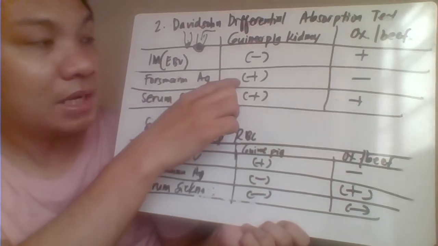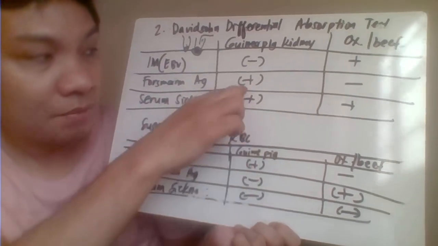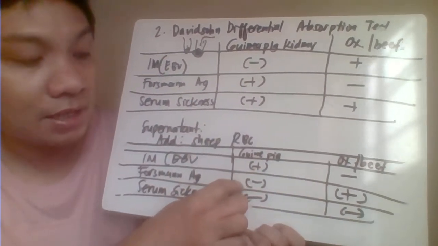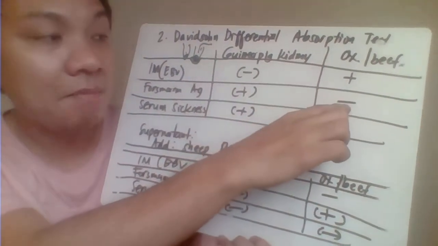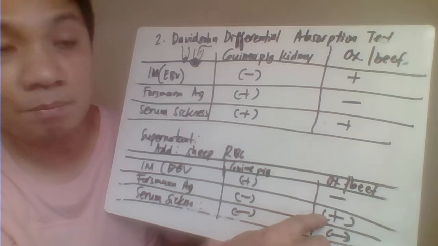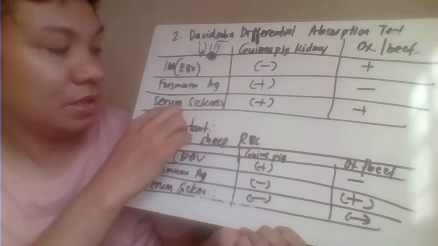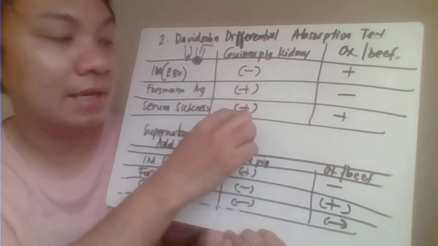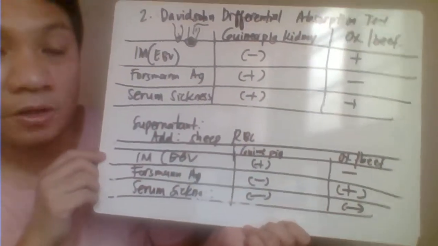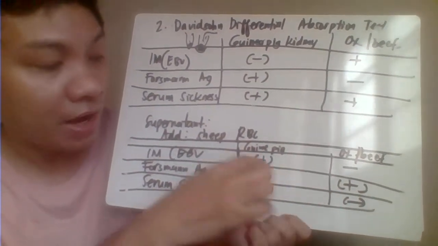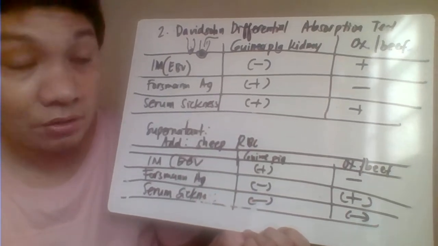Dito naman sa Forssman antigen, dito na-adsorb siya. So, pag na-adsorb, nawala na siya sa supernatant, therefore magkakaroon na siya ng negative agglutination reaction. Here naman, hindi siya na-adsorb, so doon pa rin siya, magpapositive siya. Dito sa serum sickness, dalawa sila na-adsorb, and therefore, if you check the supernatant, wala na siya doon sa supernatant, and therefore, if you add your sheep red blood cells, wala na siyang agglutination.